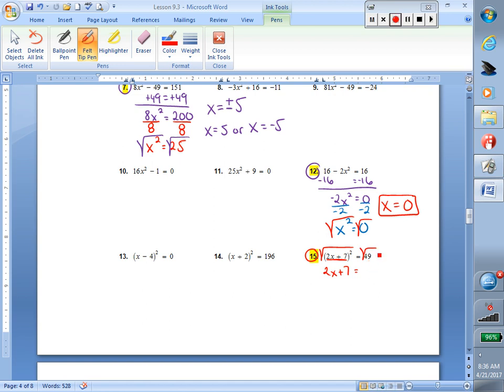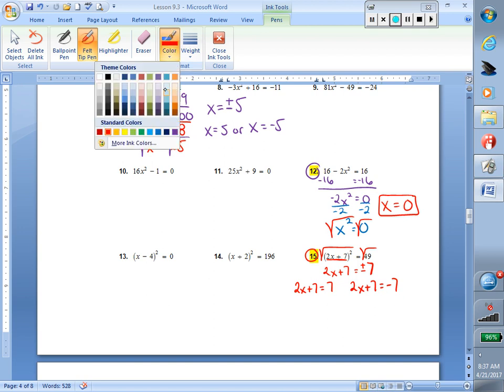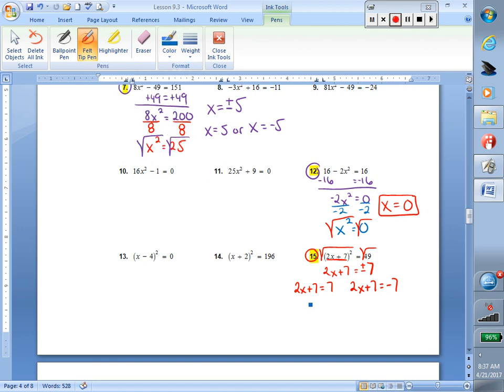But what we have to keep in mind though, when we take the square root, we're going to have that plus or minus since we're taking the square root of a positive number. Now in order to solve this, don't let the plus minus sign bother you. Split it apart. Positive 7, negative 7. Now all you have to do is solve those 2 little linear equations.